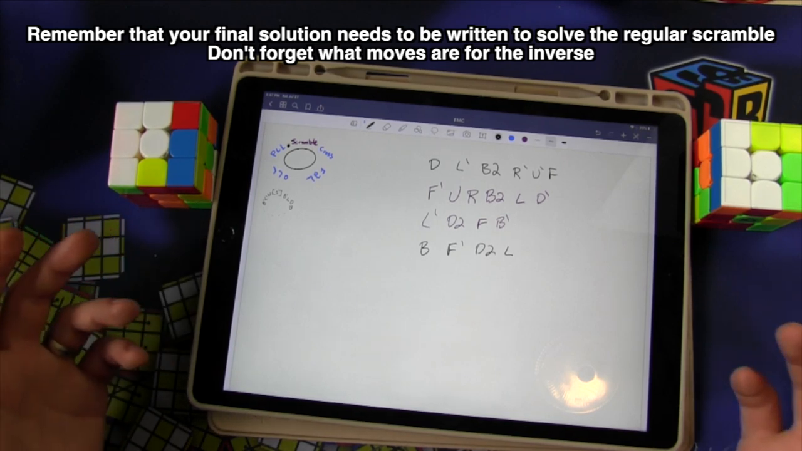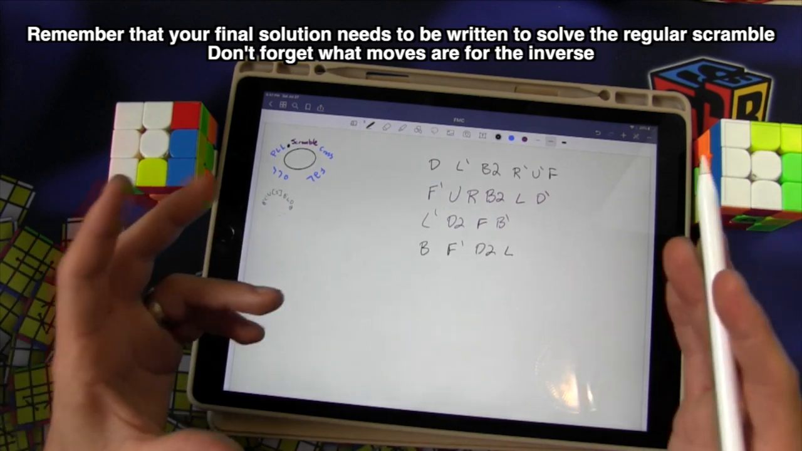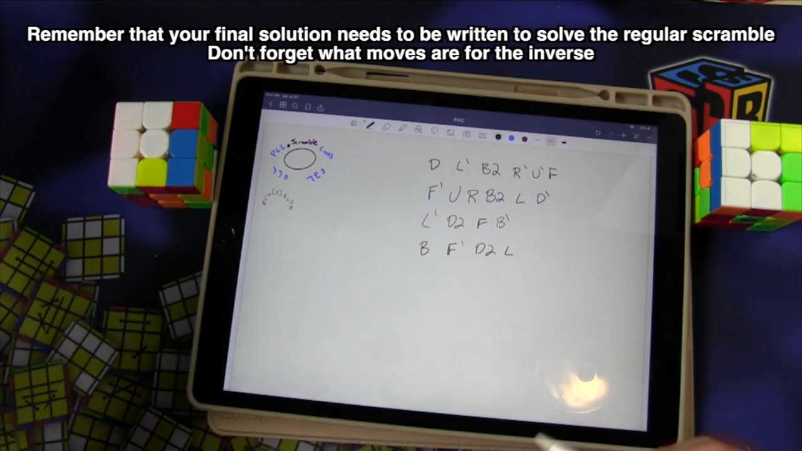You can use it to solve the regular one. You're not using the scramble itself in the solution, which is what the rules say you can't do. This is just reading it a different way.